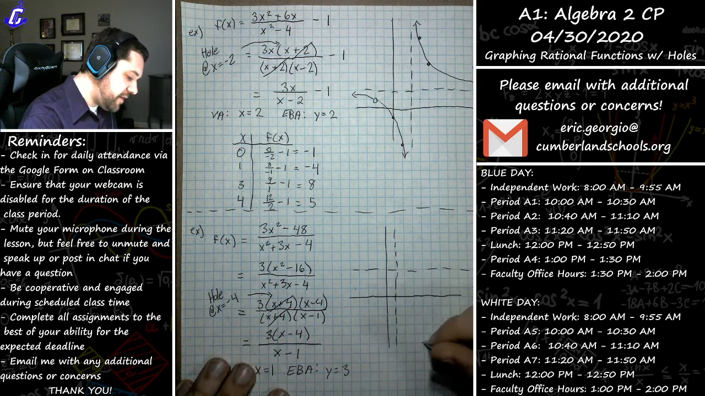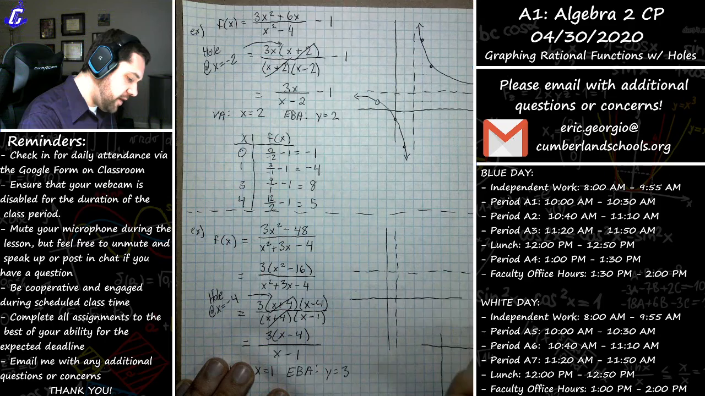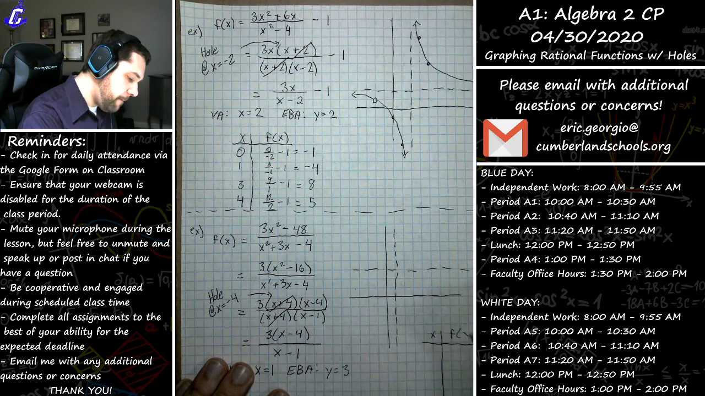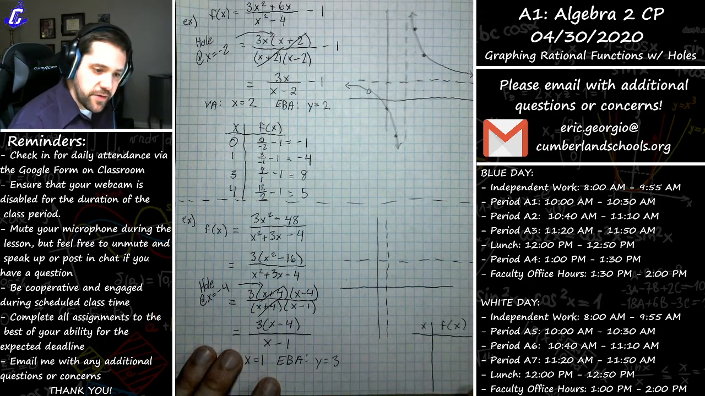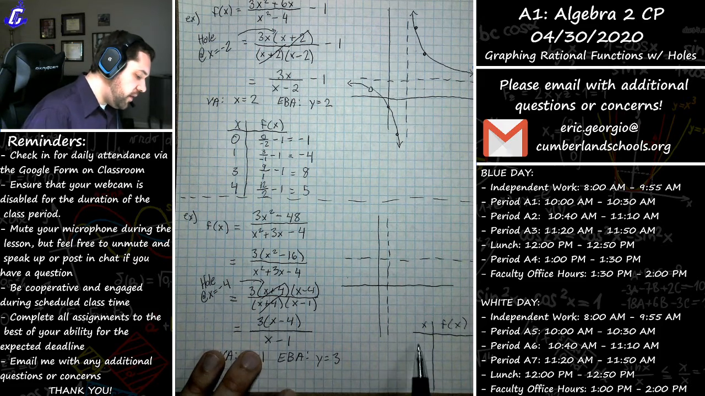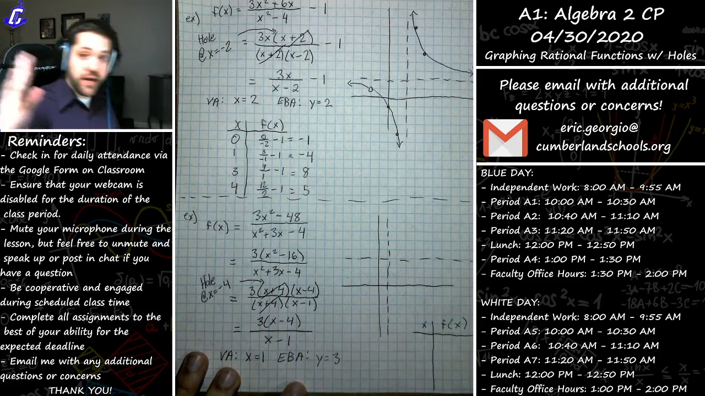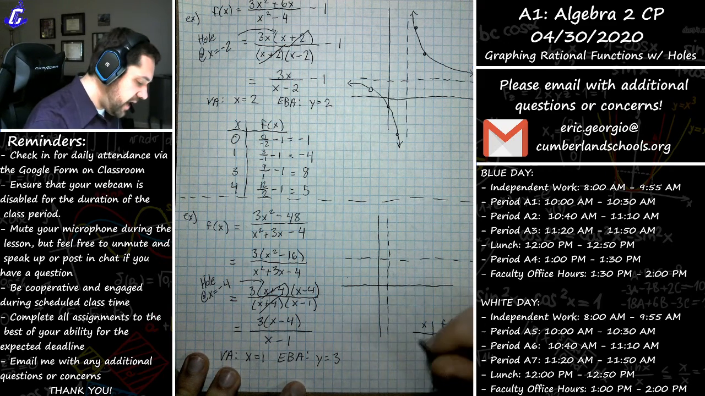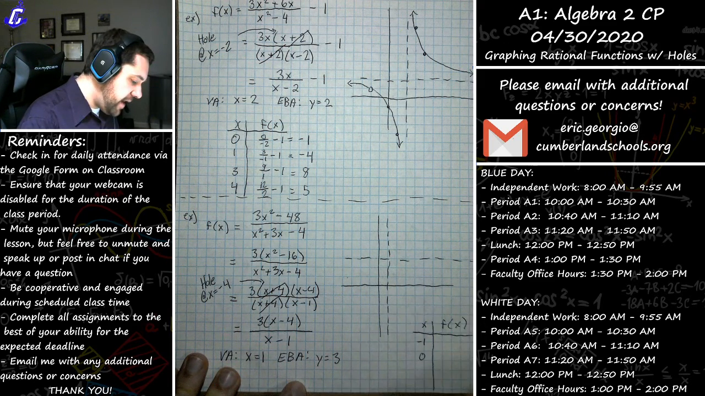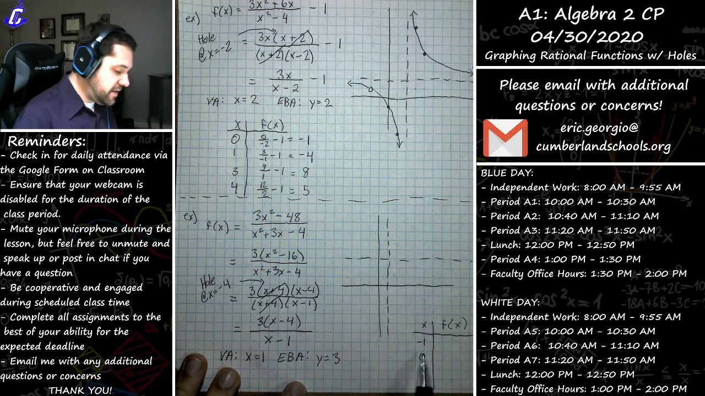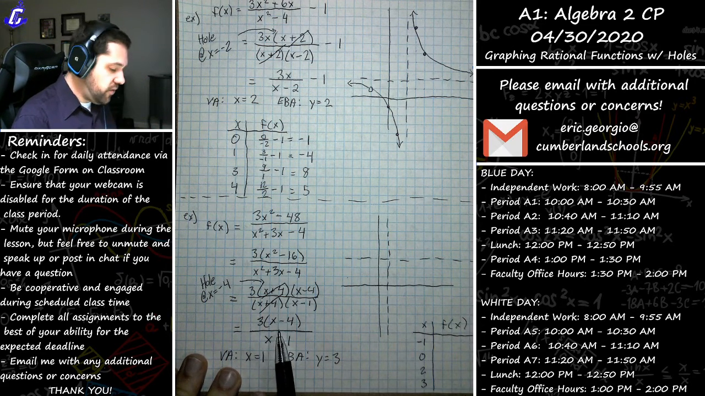Okay, let's test some points. I'll draw my little chart down here. Everybody can see that still on the screen, right? If my vertical asymptote is positioned at x equals 1, I'm going to plug in 2 to the left and 2 to the right. We got negative 1 and 0 on the left, and 2 and 3 on the right. Let's take these values, plug them into the function, and see what we get.